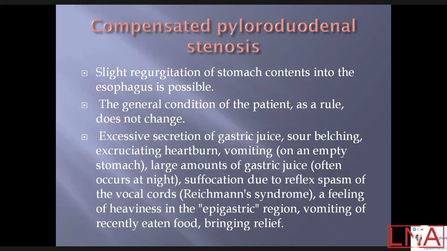Excessive secretion of gastric juice, belching, heartburn, vomiting with a large amount of gastric juice, suffocation due to reflex spasm of the vocal cords, a feeling of fullness in the epigastric region, and vomiting of recently eaten food, bringing relief. During auscultation, you may determine rumbling, hyperperistalsis of the stomach, and sometimes paresis.